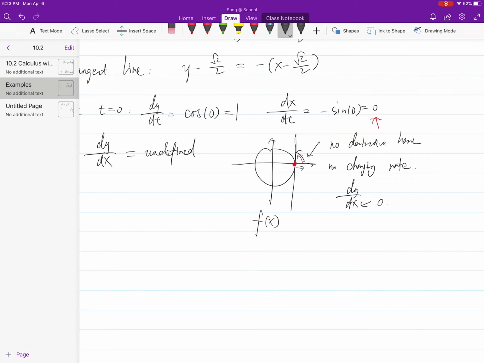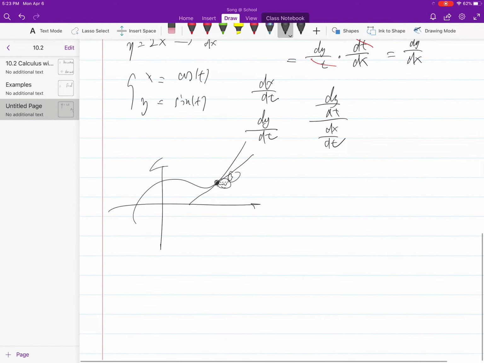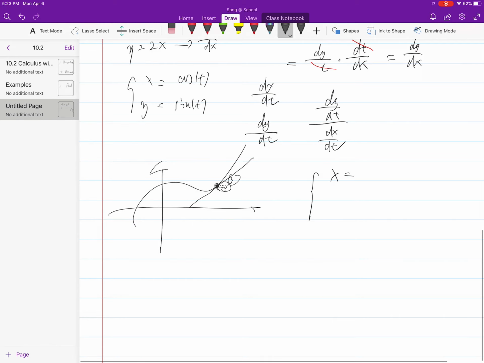From here, you can see the y and x restriction. If you start to think about f of x, your changing rate can only go horizontally. There's no vertical thing. So that's why parametric, again, has been proven to be more flexible. We can try some other examples, but I really think this is easy.